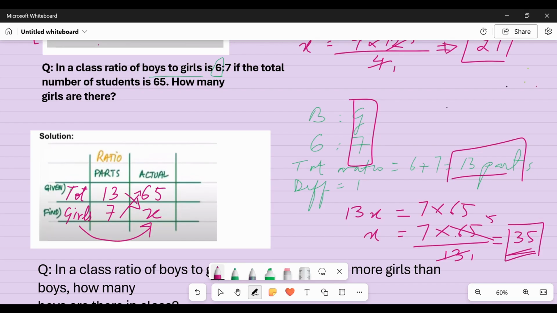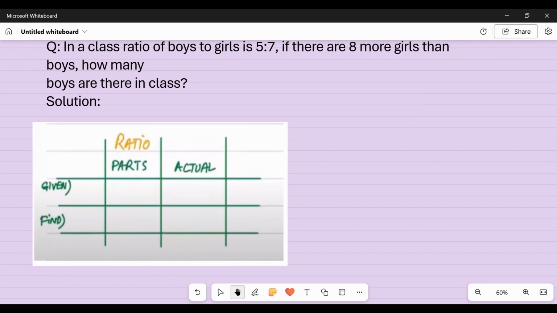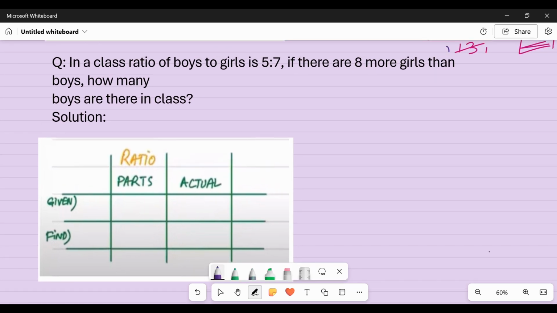Okay. Now the next question. In this question, let's read this question. In a class, the ratio of boys to girls is 5:7. Okay, boys to girls is 5:7. Boys have 5 parts, and the girls have 7 parts. Okay, if there are 8 more girls than boys, how many boys are there in class?